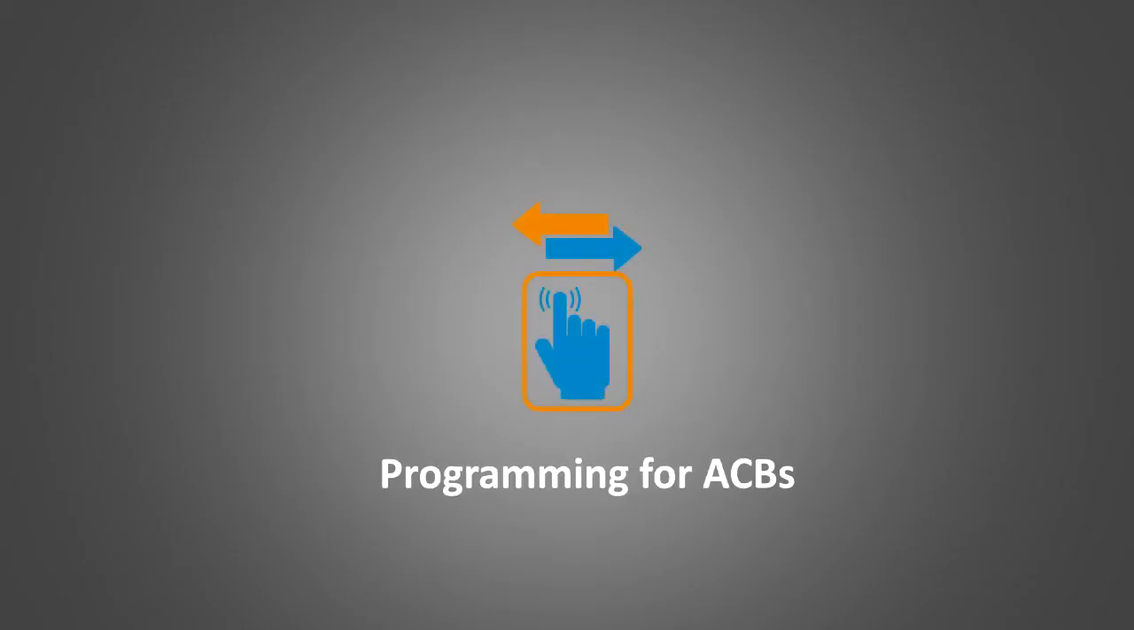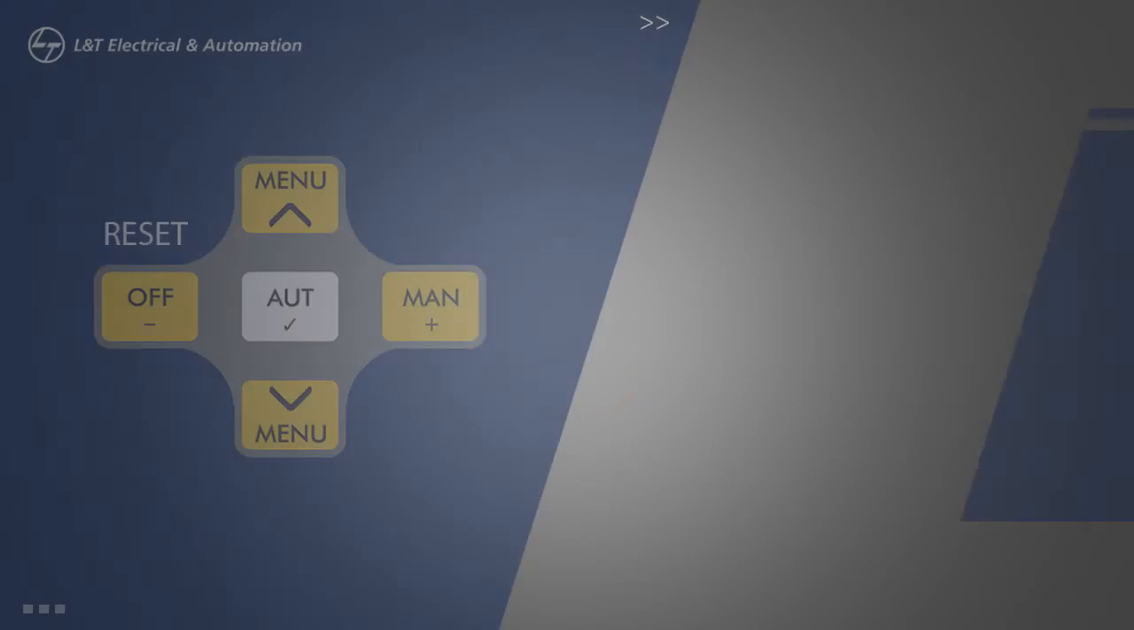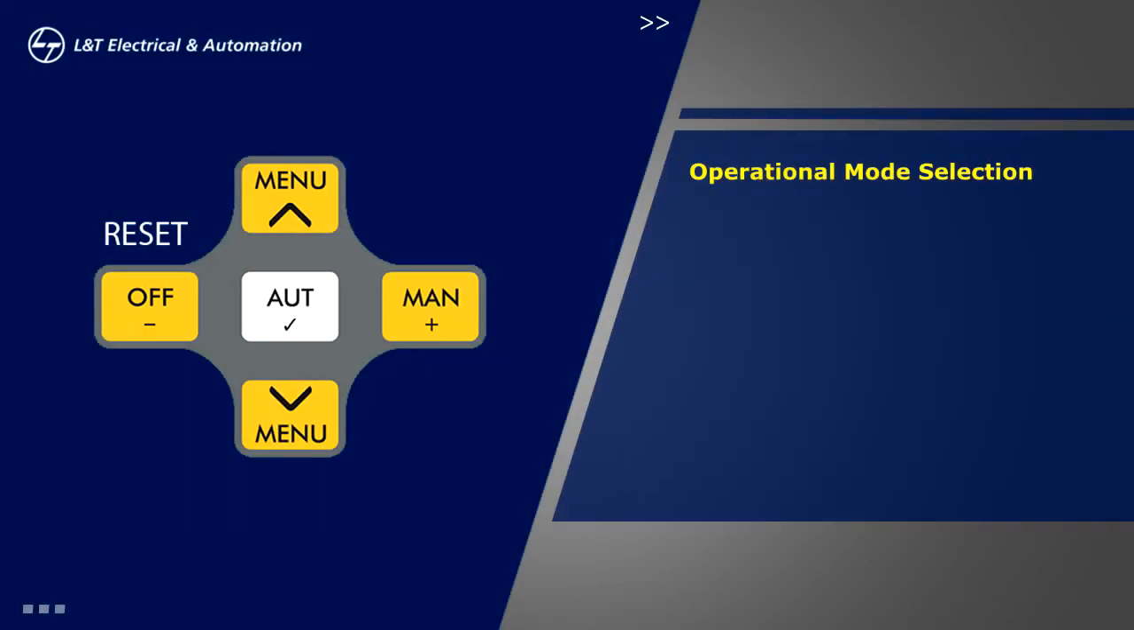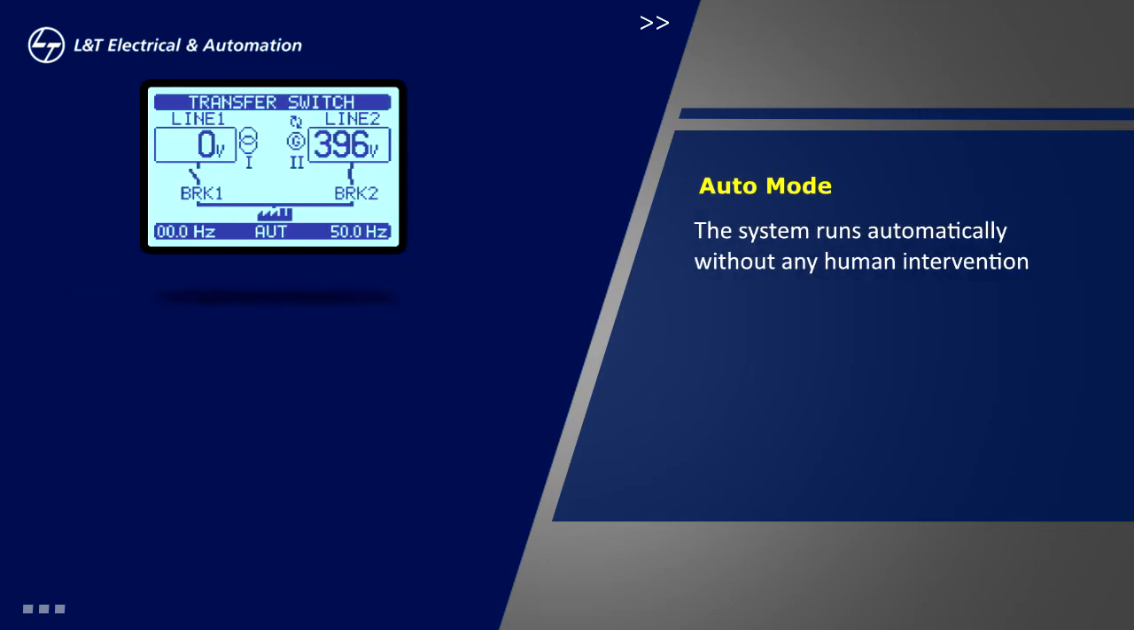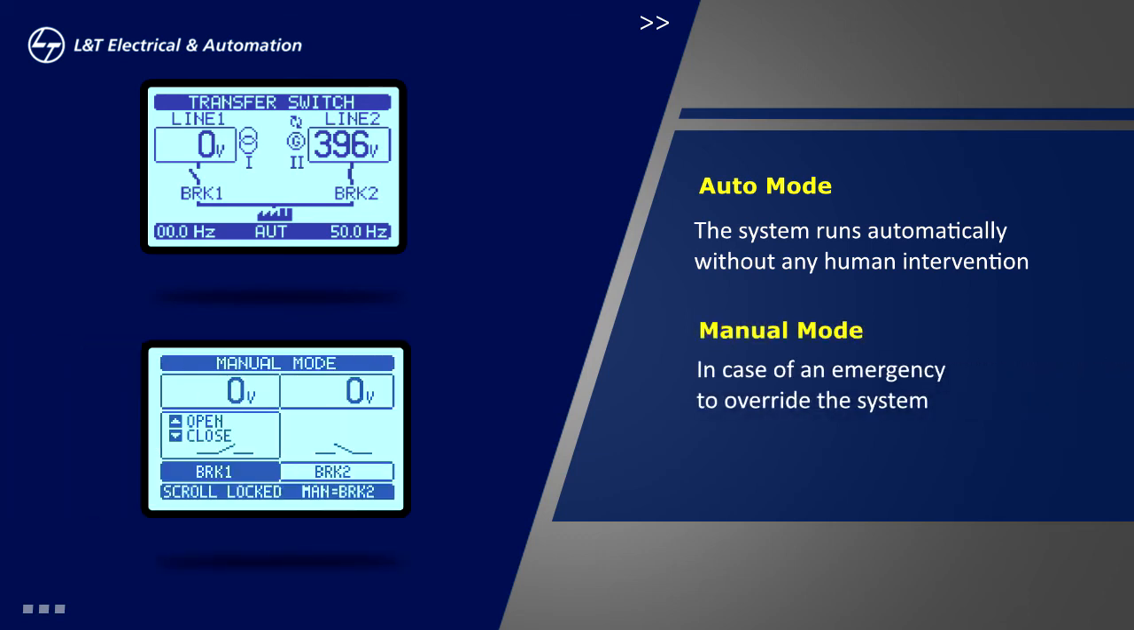The programming for ACBs is exactly on the same lines as that of motorized MCCBs. The key navigation panel has three keys, which are off, auto, and manual for operational mode selection. The system runs automatically without any human intervention when in auto mode. The system can be controlled through manual mode in case of an emergency when the user wants to override the system.